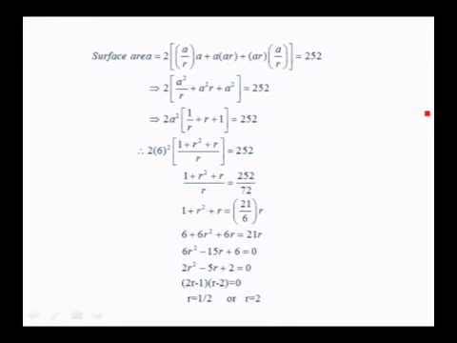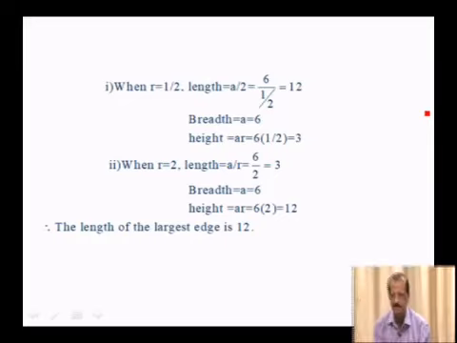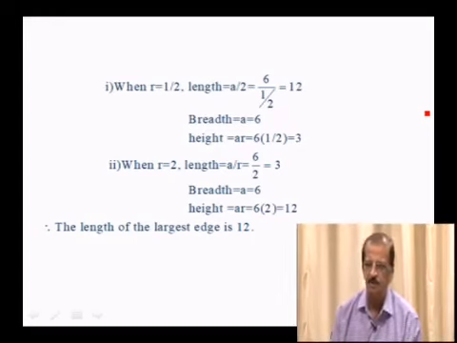So, if you substitute these values in the length, breadth and height, if you take r equals half, you get a as 12, and length as 12, breadth as 6 and height as 3. On the other hand, if you take r is equal to 2, you get length as 3, breadth as 6 and height as 12. In any case, the length of the largest edge is 12. So, the answer is 12.